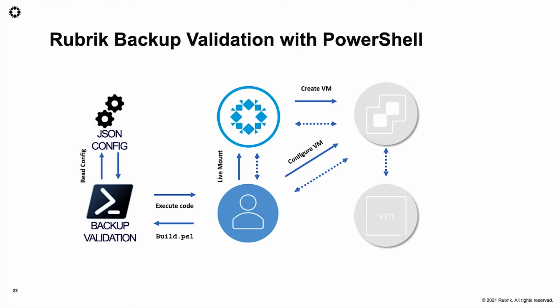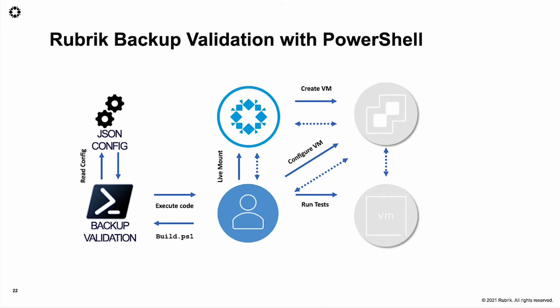Then there's going to be some PowerShell that's going to go ahead and configure that VM, right? So we're going to make sure that it adheres to what we set up within that JSON config. So things like, what virtual network is it going to be attached to? Do we want to re-IP that virtual machine if it's going into, maybe you have a test VLAN or something like that?